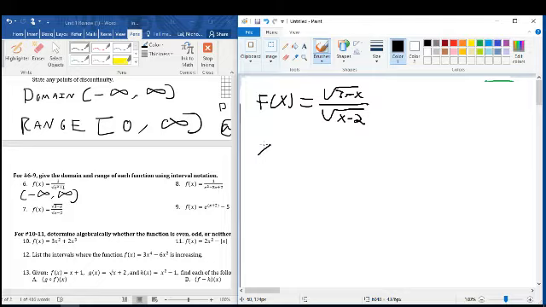Here, x minus 2 has to be greater than or equal to 0. So x must be greater than or equal to 2. So that's one statement.